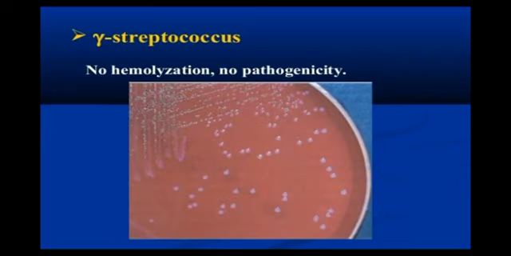Next is gamma streptococcus, that is no hemolysis, no pathogenicity. So no destruction of red blood cells will occur in gamma streptococcus. Rating in the severity from major to minor: the most serious kind of hemolysis occurs in beta hemolytic streptococcus, then alpha, and the last one, the minor, is gamma, where no hemolysis occurs.